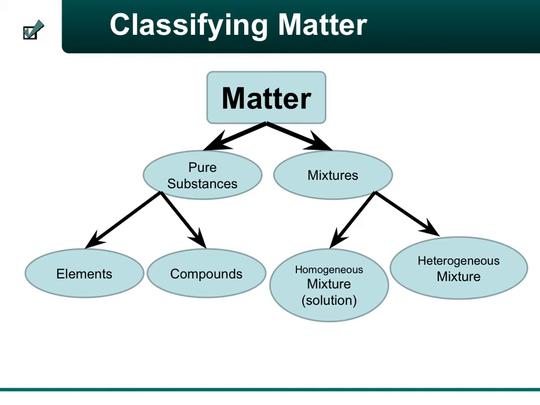So, how can I even classify this further? In the category of pure substances, we can then divide it into even smaller categories of elements and compounds. And for mixtures, we can refer to them as homogeneous mixtures or heterogeneous mixtures. And again, we're going to go through examples of each to help you really understand what each type looks like.